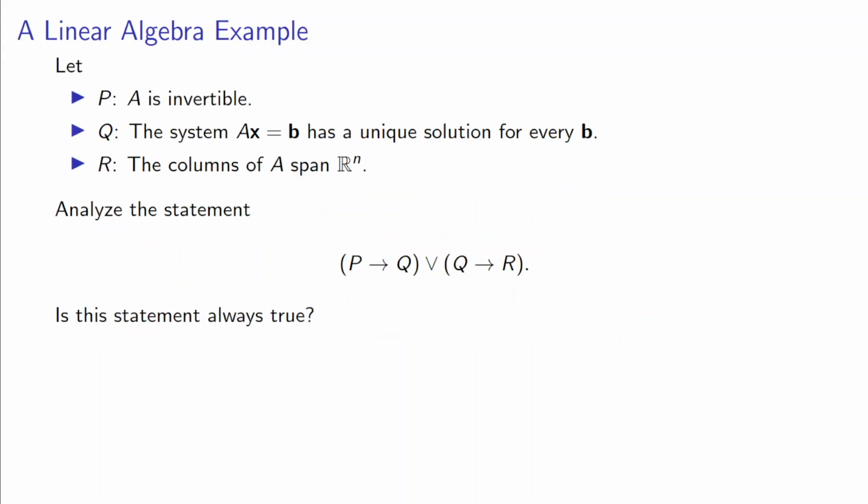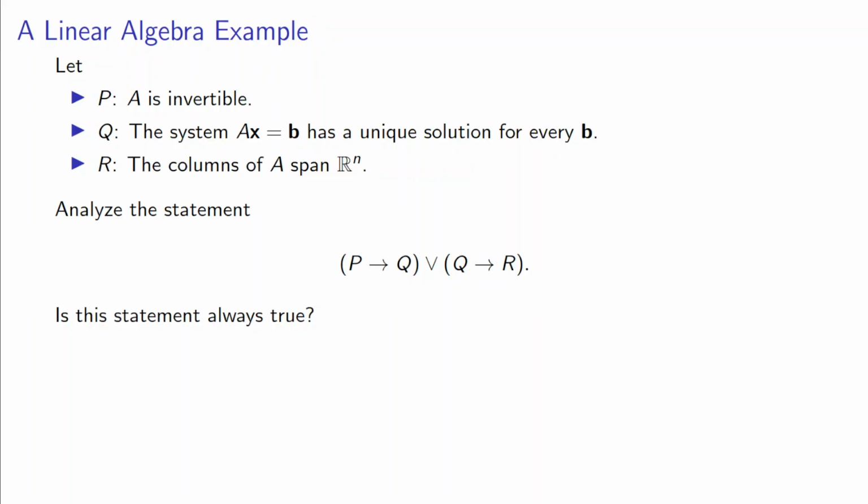Let's take a look at an example we might see in a linear algebra class. This consists of three statements, P, Q, and R, all relating to this matrix A. So statement P says A is invertible. Q says the system AX equals B has a unique solution for every B. And the statement R says the columns of A span Rn. We're not going to worry too much right now on whether or not we fully know all of the terminology within each of those statements, but we just want to analyze a statement consisting of these statements, the statement below, which is if P then Q or if Q then R.